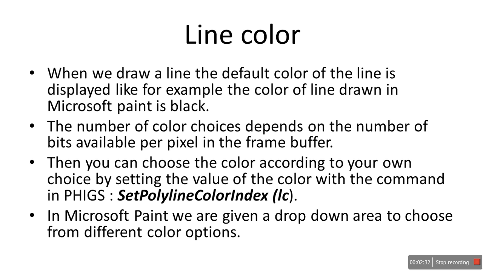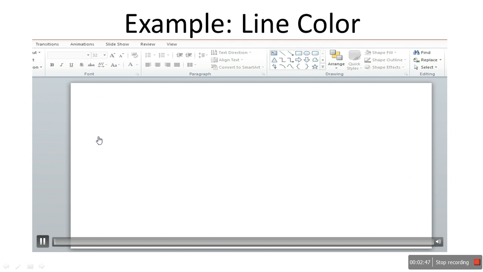So what is the command for setting the line color? Set poly line color index, and then you specify the color index, that is index color IC. In Microsoft Paint we are given a drop down area to choose from different color options. So it looks like this. We'll take a look at an example.